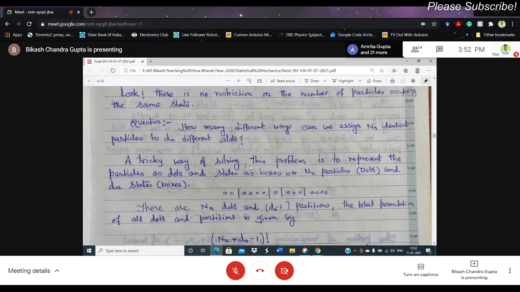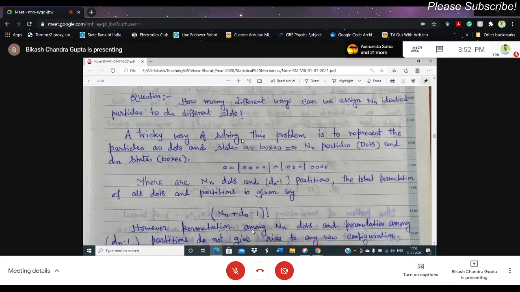A tricky way of solving this problem. Otherwise, it is kind of difficult. So the tricky way is that now, what is the main problem? The problem is that there is no restriction on each state. How many particles will it occupy? There is no restriction.